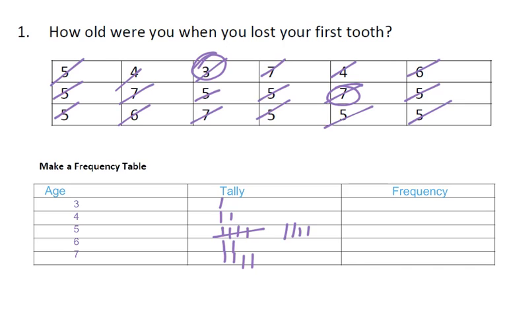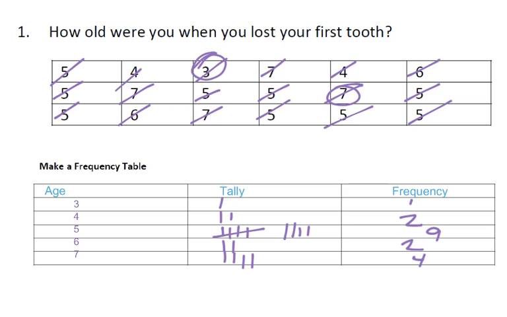Now that I have my tallies, I can just write under frequency, this is how many times that happened. So I just had one tally mark for 3, so that meant only one respondent said they were 3 when they lost their first tooth. For 4 years old, there were 2 respondents. For 5 years old, there were 5 plus 4, which is 9 respondents. For 6 years old, there were 2 respondents. And finally, for 7 years old, there were 4 respondents. So I'm going to put 4 right there.